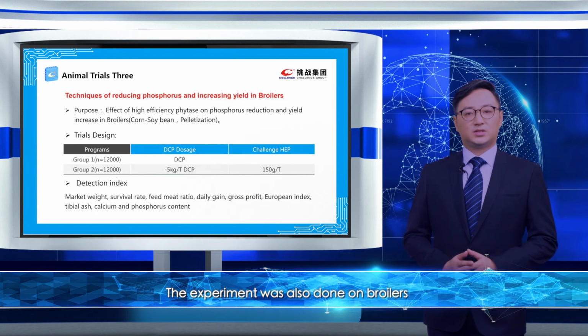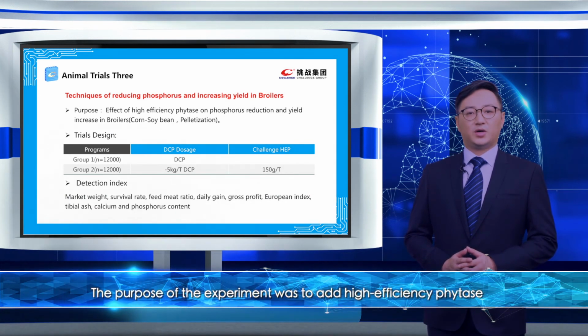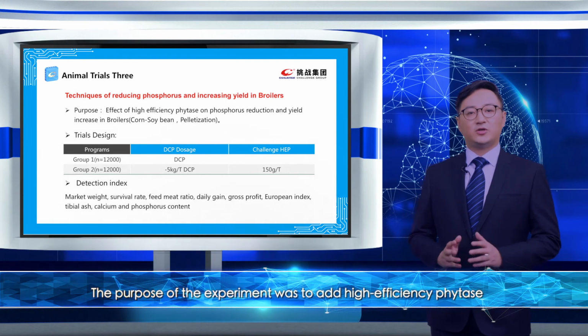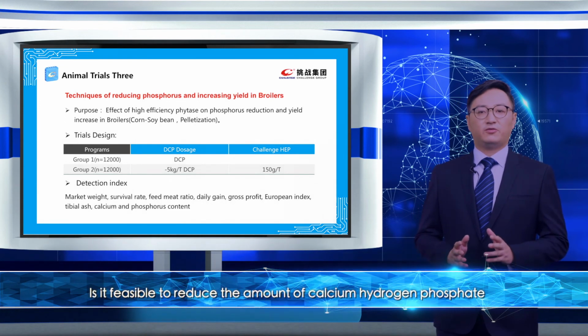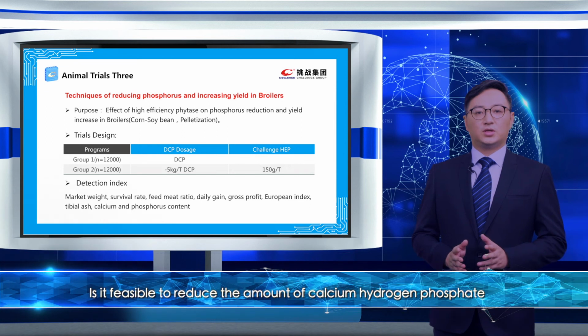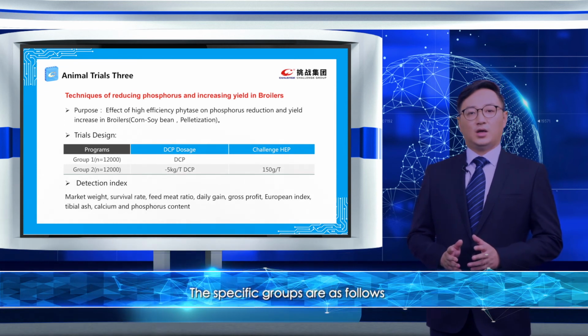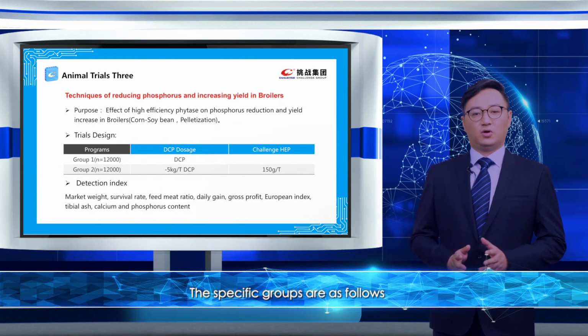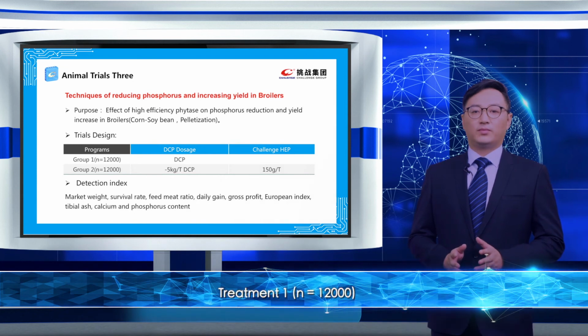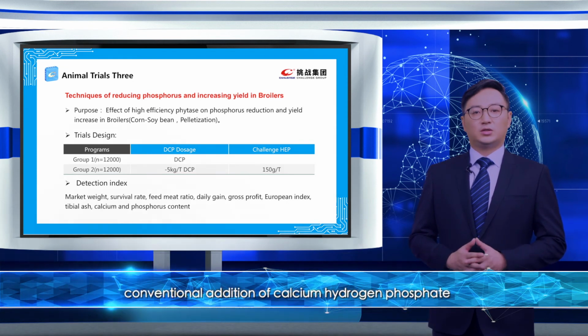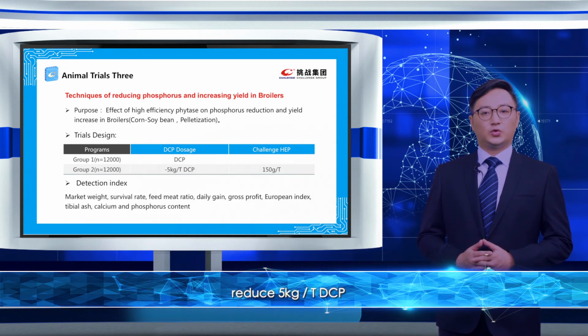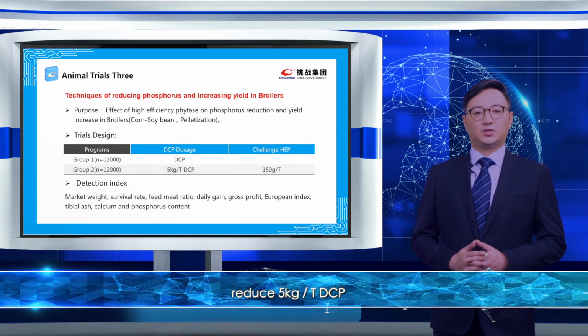The experiment was also done on broilers. The purpose of the experiment was to add high-efficiency Phytase. Is it feasible to reduce the amount of DCP? The specific groups are as follows. Treatment 1, conventional addition of DCP. Treatment 2, reduce 5 kg per ton DCP.